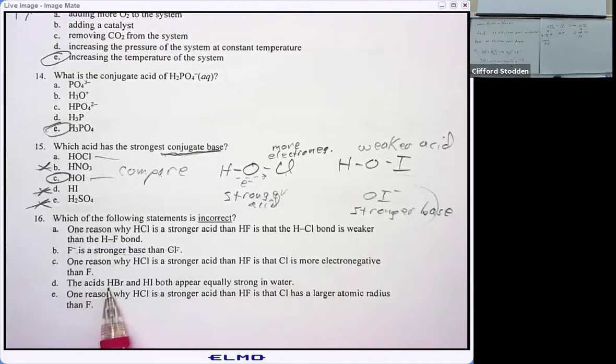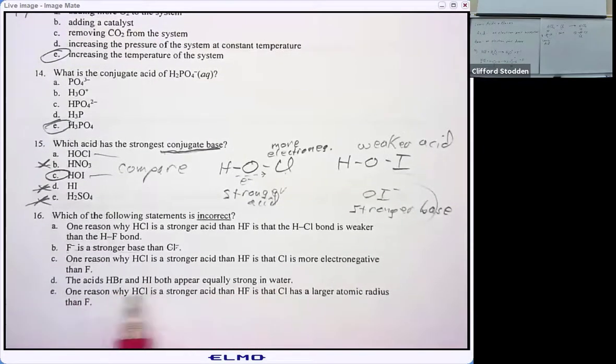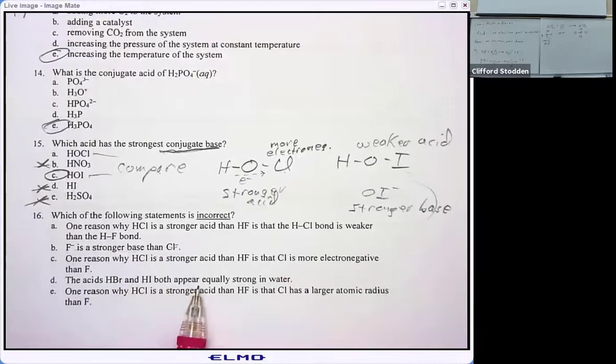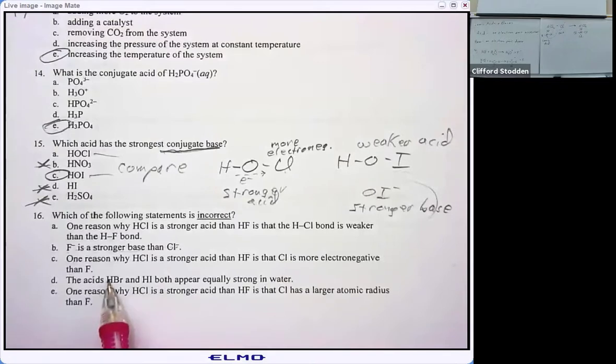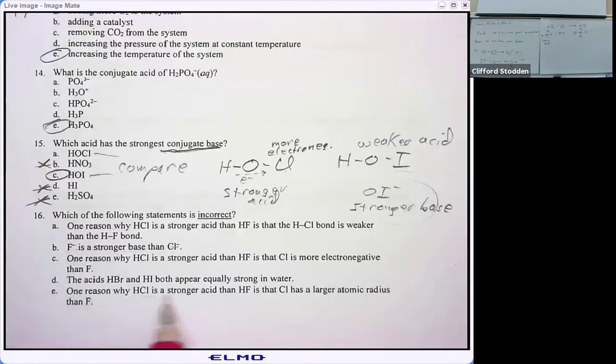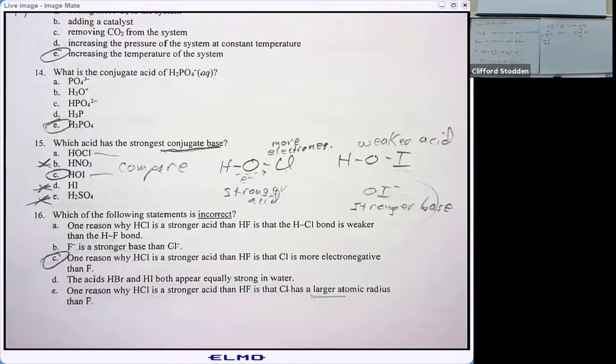Two acids, HBr and HI, both appear equally strong in water. This actually is true, even though they're not the same. One acid is stronger than the other, but when you have any strong acid in water, it will completely ionize. So this is actually a true statement. C is the one that's not a true statement. Let's look at E. One reason why HCl is a stronger acid than HF is that chlorine has a larger atomic radius than F. That is true, because chlorine is larger, and it's the size of the chlorine that makes it a stronger acid. So this is the one that's not a true statement.